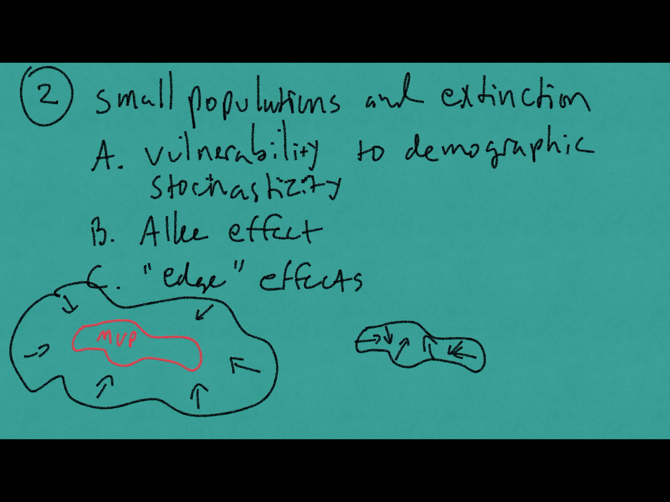However, if our population size shrinks to be the size of that MVP, then all of those edge effects are constant, and so all of our habitat is completely degraded, and our population size is now at risk due to a suite of edge effects.